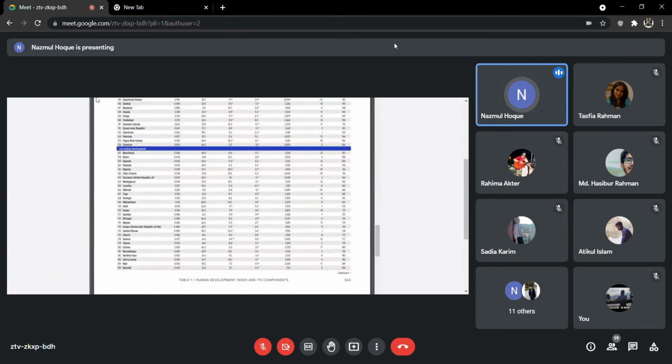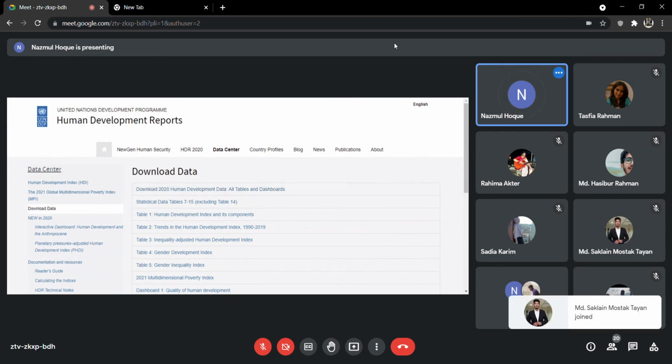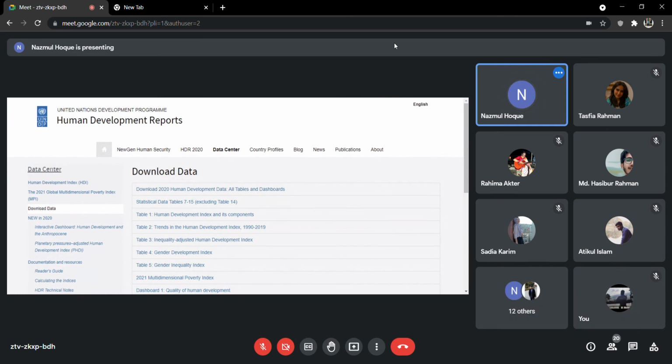So you can download the full data file. It has a lot of information, I believe. It will download in Excel format. So once you download it, let me go back to the HDI file. The last file that I downloaded, that was HDI. So this is the statistical annex.